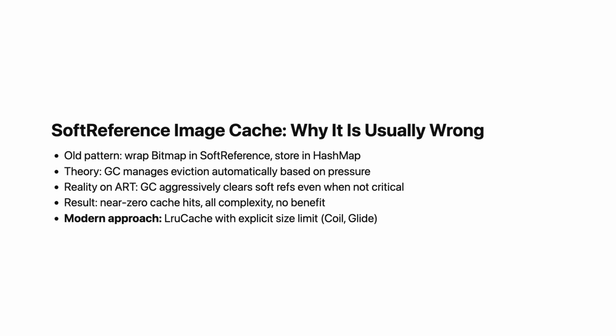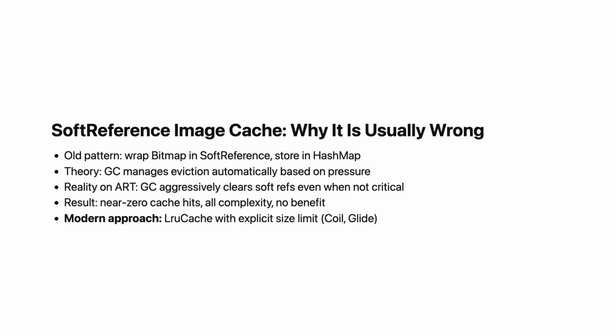The problem is that Android's GC, especially in our day, tends to be aggressive about clearing soft references. In many situations, the GC would clear your image cache even when memory was not critically low, just because it ran a collection cycle. Your cache was being emptied constantly, giving you almost no cache hits. You had all the complexity of a cache with almost none of the benefit.